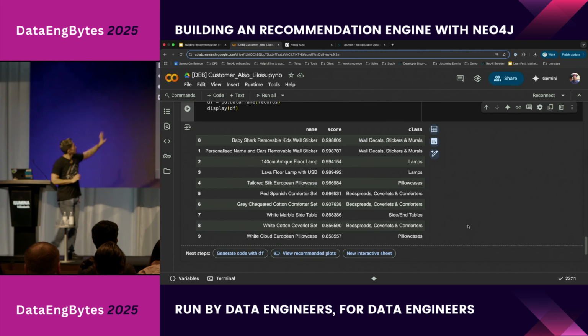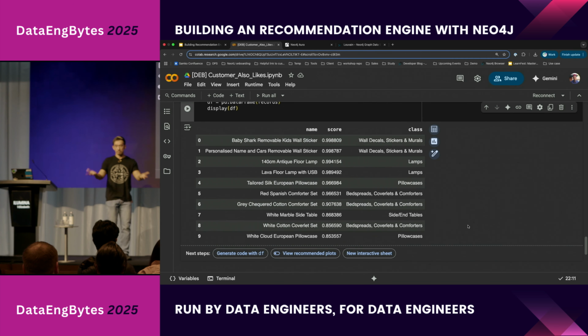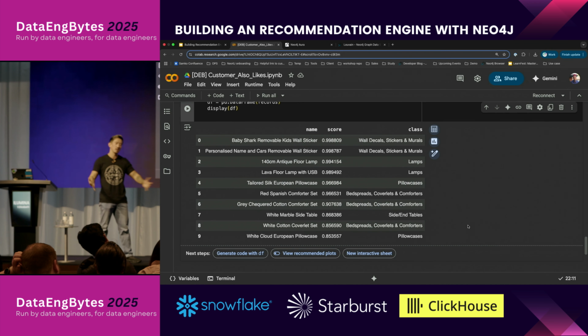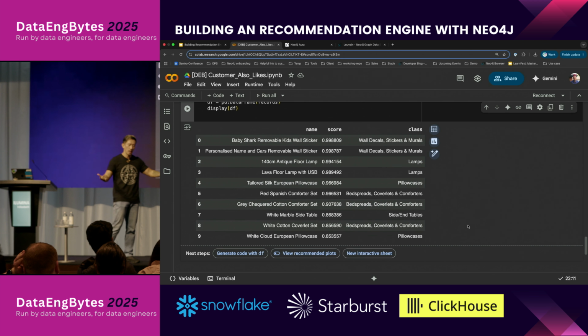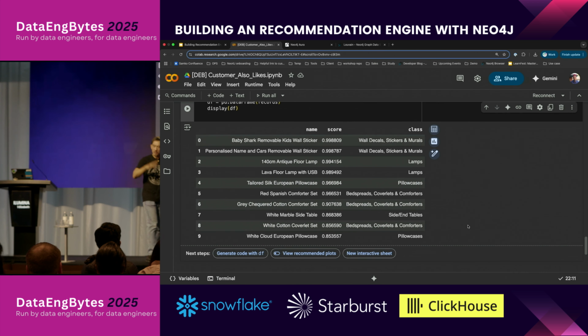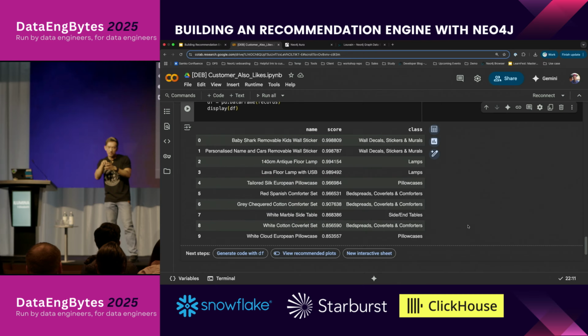Based on that Shangri-La Ottoman, which is a bedroom ottoman, a lot of people who purchase it, because of the style or maybe because they are also bedroom items, are also buying wall decor, lamps, pillowcases and comforters. So these are all relevant cross-sells, cross-recommendations you can make, not because they're trending, but because these items have specifically been purchased most often together.